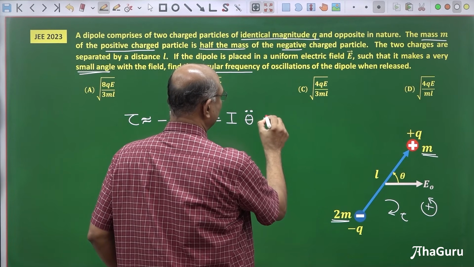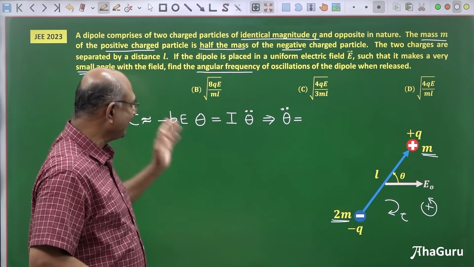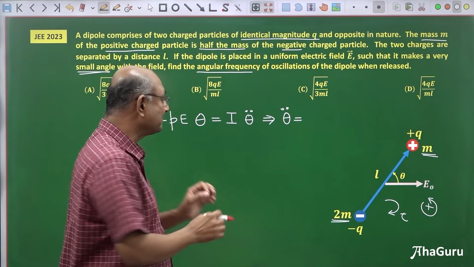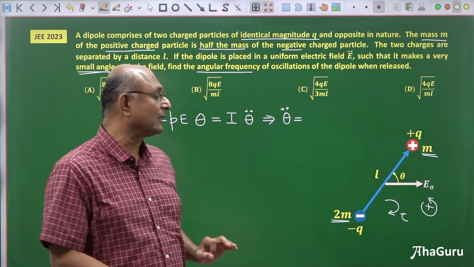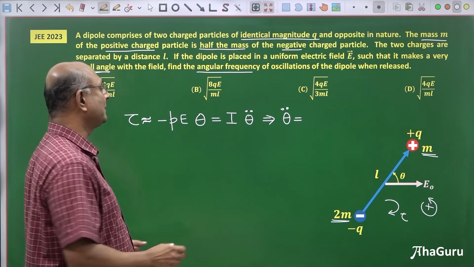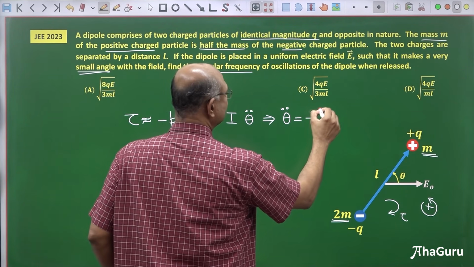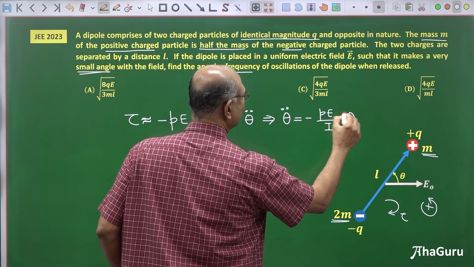So that tells us theta double dot is minus PE by I theta. Okay, so theta double dot. See this, I'm writing some extra steps, but it is worthwhile because next time something changes, I becomes different, etc. You will know exactly how to calculate. So always start from the fundamental equations. So theta double dot is minus PE by I theta.